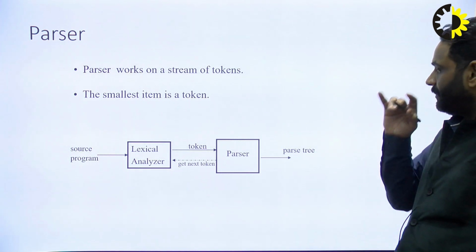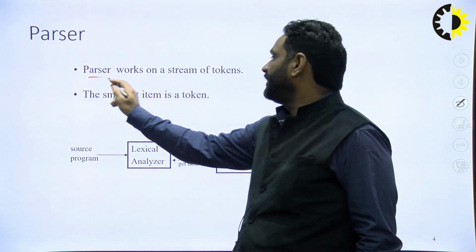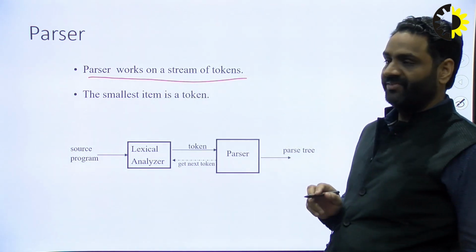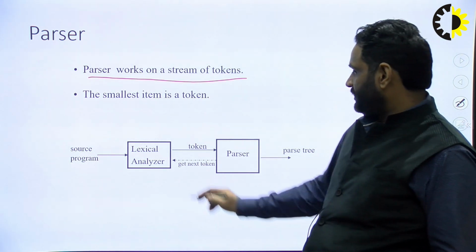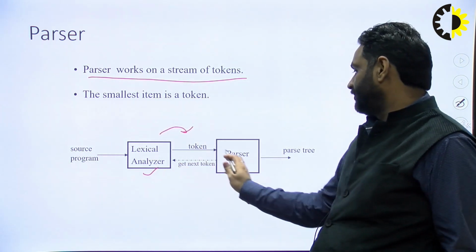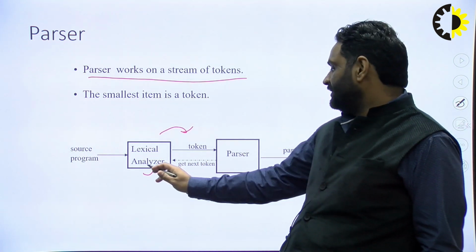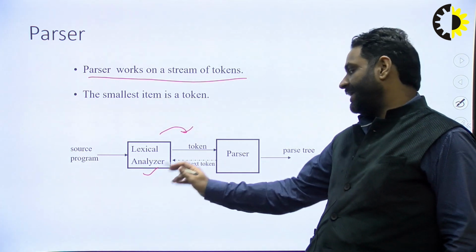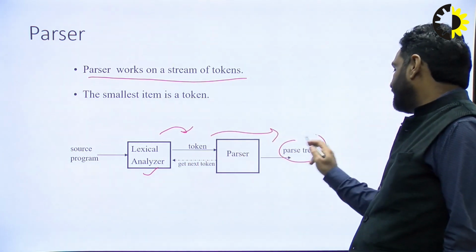Now this is the block diagram of the parser. As I already told you, it is the second phase of the compiler and works on the stream of tokens that we get from the first phase, the lexical analyzer. After getting the first token, it sends a request for the next token, and through these tokens it generates the parse tree.